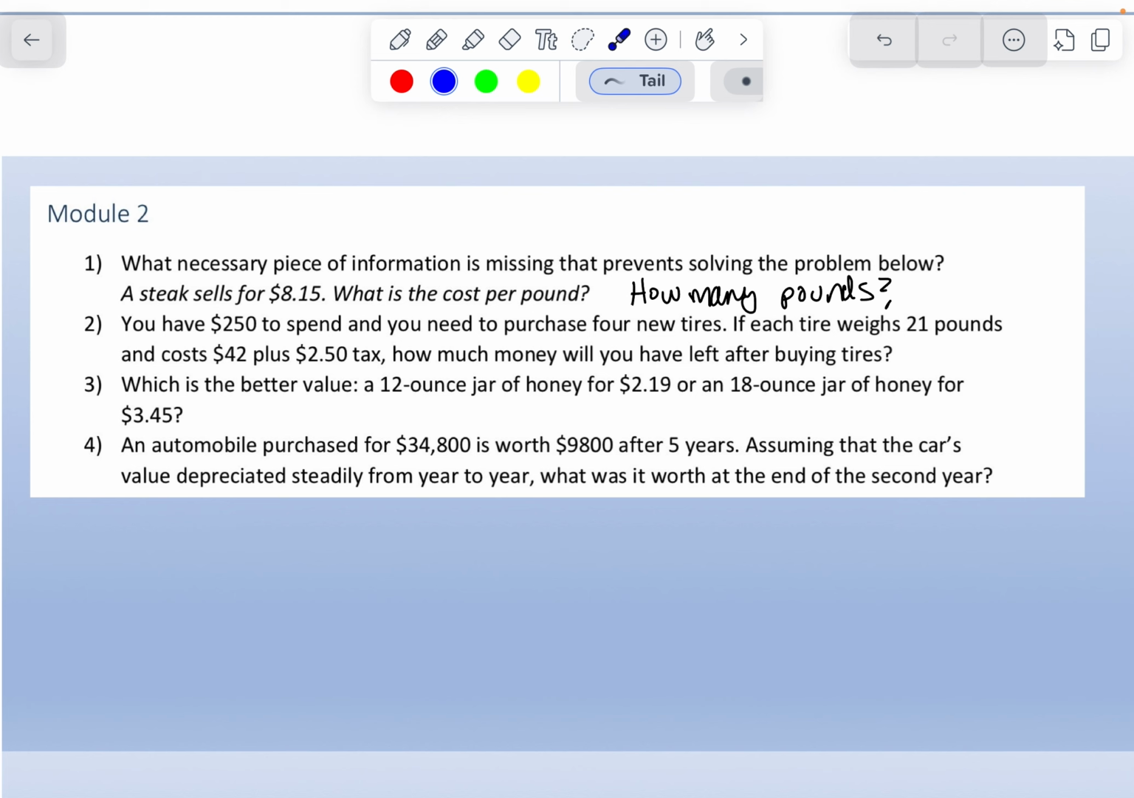Let's take a look at 2. You have $250 to spend and you need to purchase 4 new tires. If each tire weighs 21 pounds and costs $42 plus $250 tax, how much money will you have left after buying the tires?